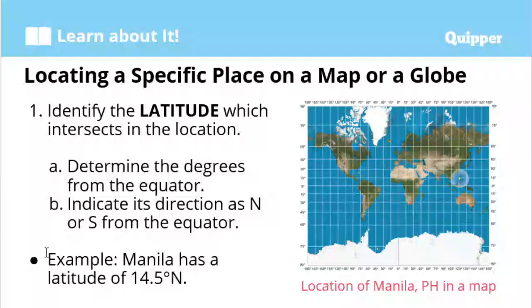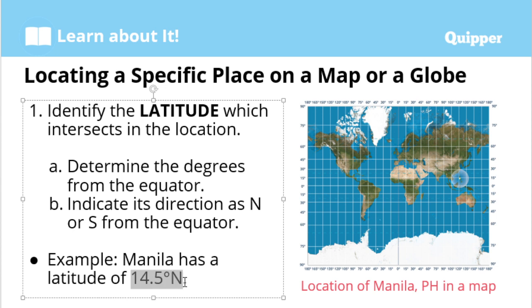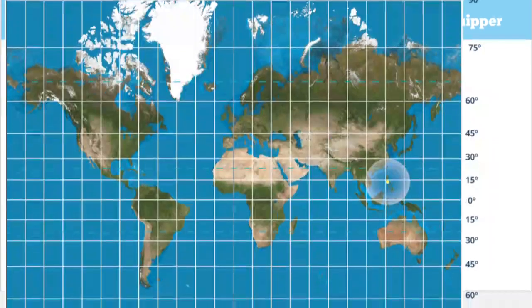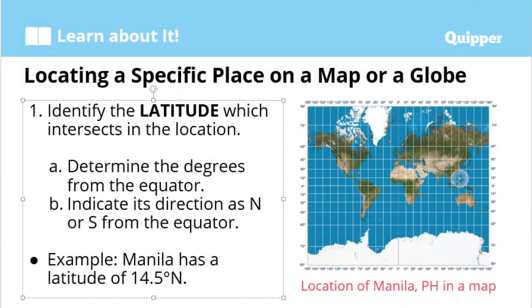So makikita po natin dito, to be specific kasi hindi natin ma-zoom, no? It is around that number, which is 14.5 degrees north. Alright? So, kung meron tayong mas bigger na map, mas makikita natin exactly kung saan yung Manila. Alright? So, that would be only for your latitude pa lang.